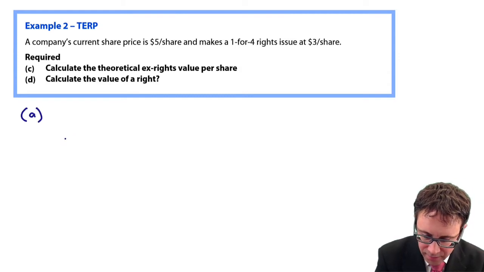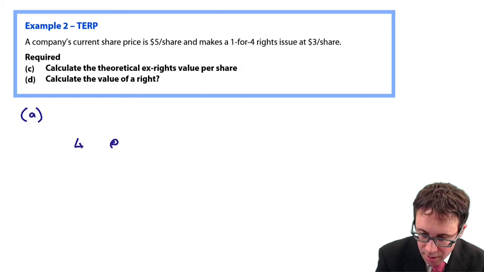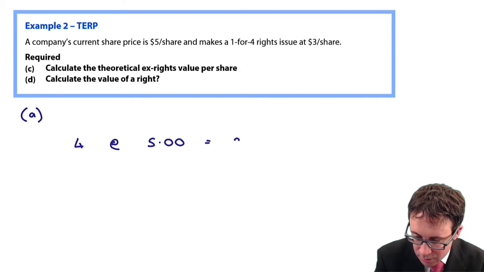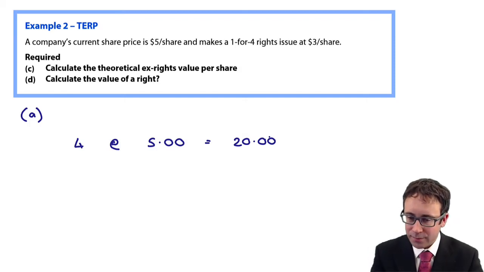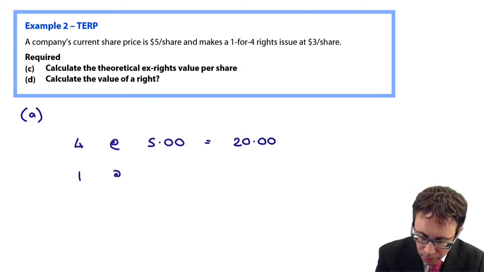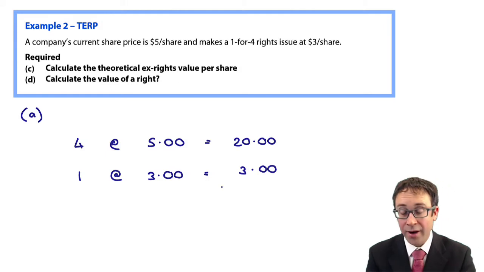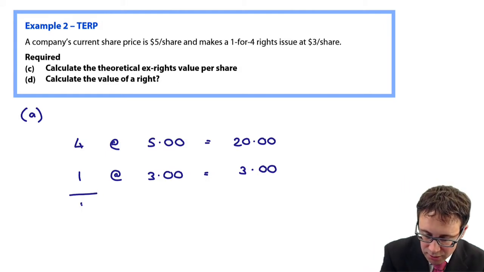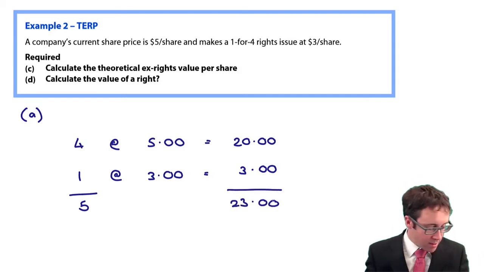So what we have there in terms of our old shares, we have 4 shares at $5. So is that a total value of $20? We make a 1-for-4, and that is done at $3. So there are now, if you like, in this pot of shares, 5 shares. Those shares are in total worth 23. Okay.